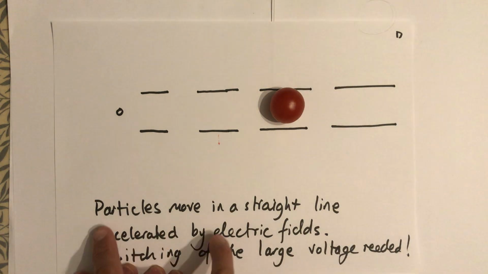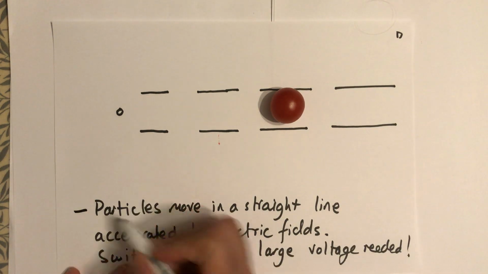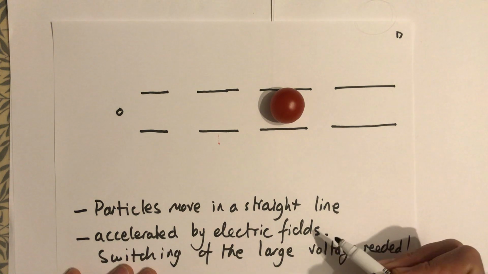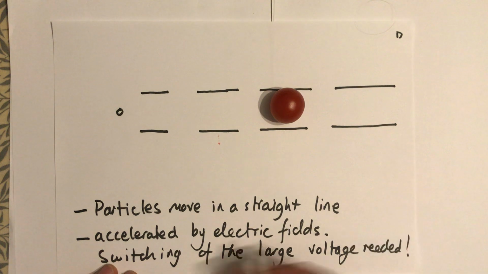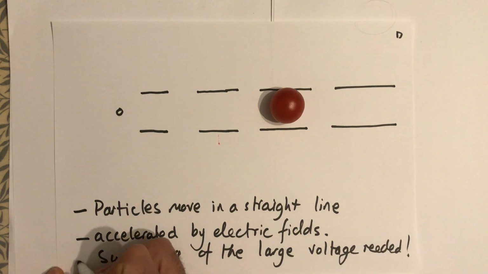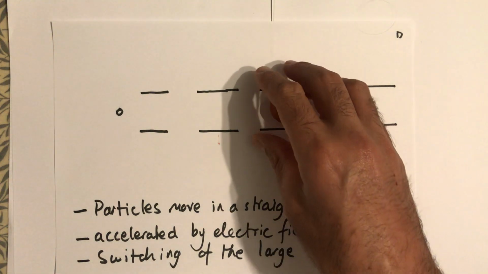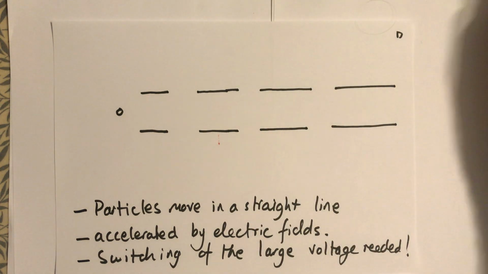Now, key points from this. 1, the particles move in a straight line. They're accelerated by electric fields, and a switching of the large voltage is needed, but the frequency of that switching is normally fixed. So that's relatively straightforward.